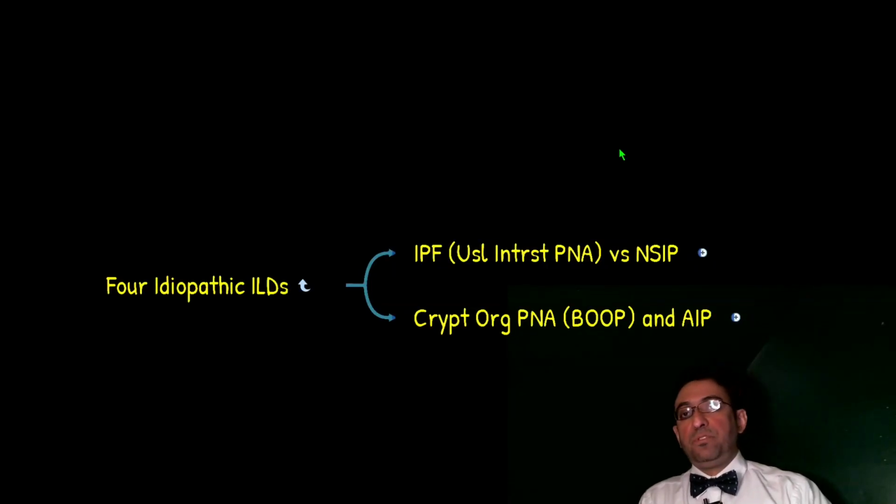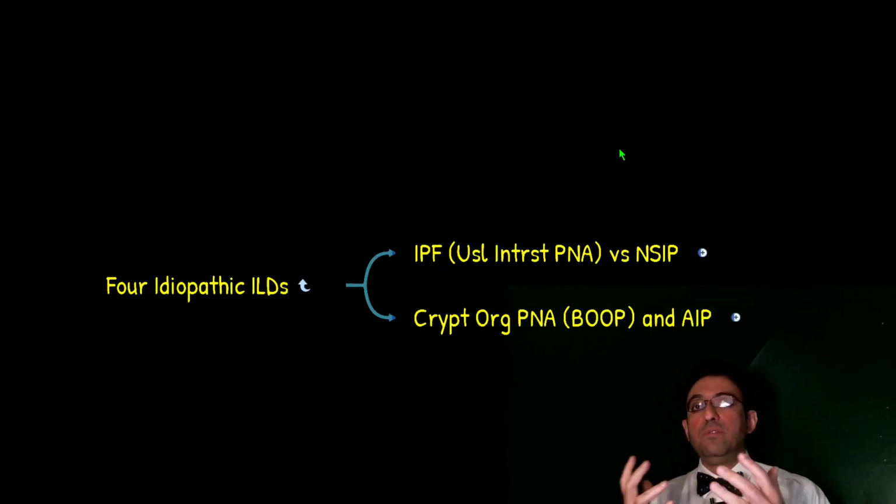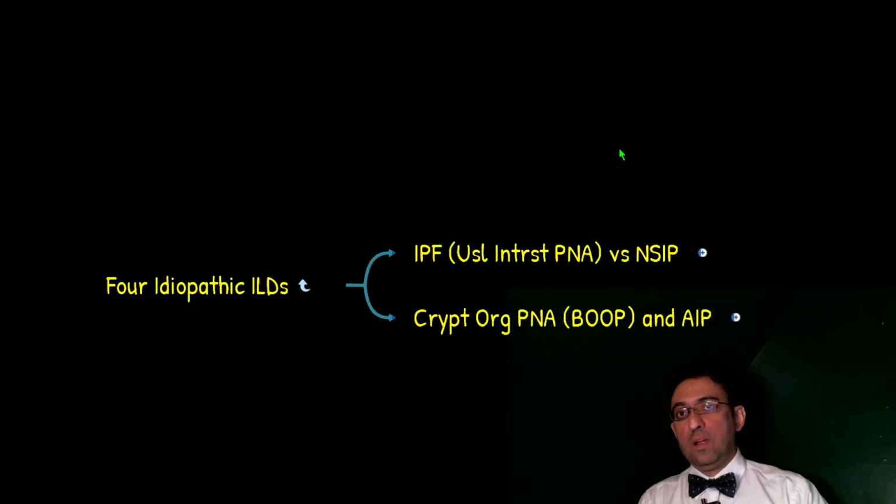In this episode, I would like to wrap up our discussion of interstitial lung diseases with discussing the prototypical interstitial lung disease, which is idiopathic pulmonary fibrosis, and then discuss some of the general treatment options for all of these interstitial lung diseases. Now, we have 4 idiopathic interstitial lung diseases.